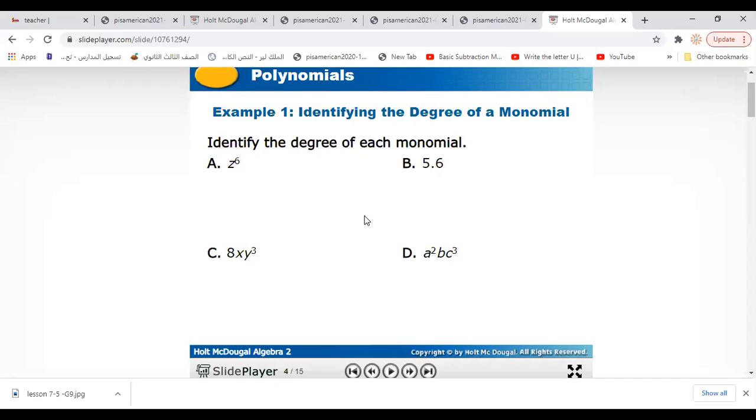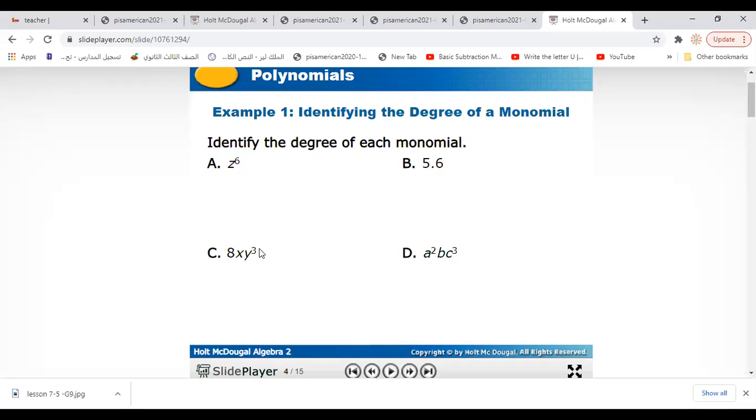Krish, for question number C, what is the degree? It says y to the power 6 and degree is 3. No. Here, the exponent above x is 1, right? And above y is 3. So we have to find the sum of the exponents. Then 1 plus 3 will be equal to 4. For any algebraic term, we add the exponents together. So the degree for this one is 4. Thank you, Krish.